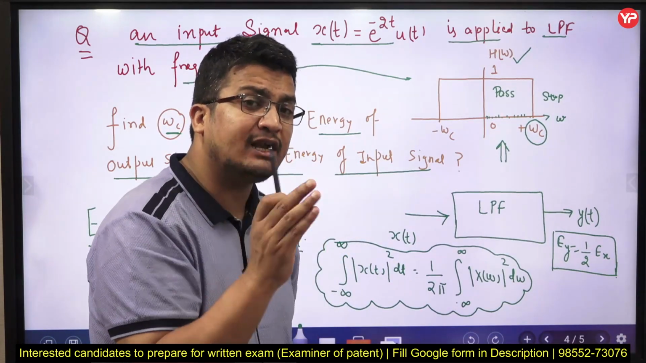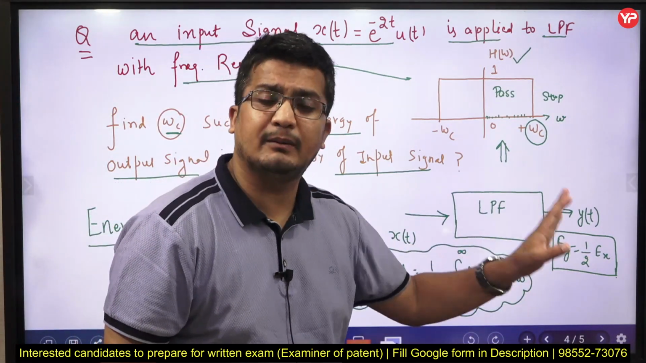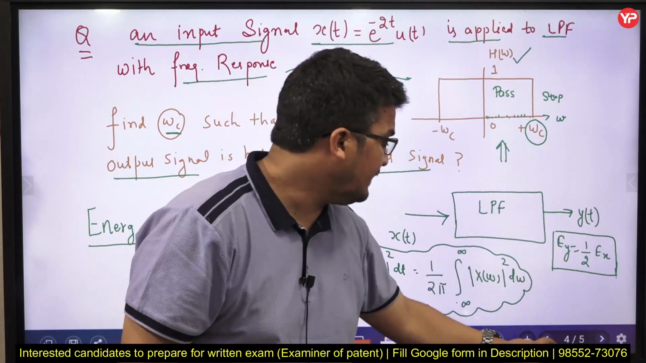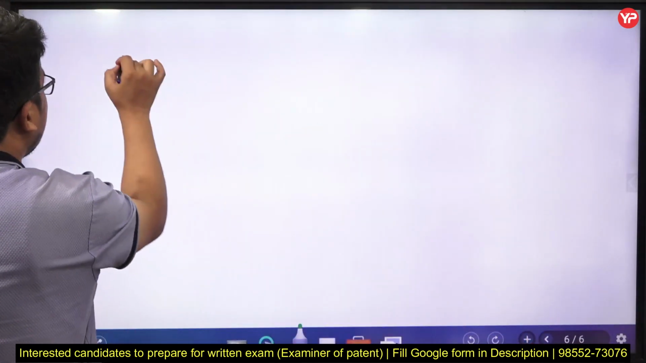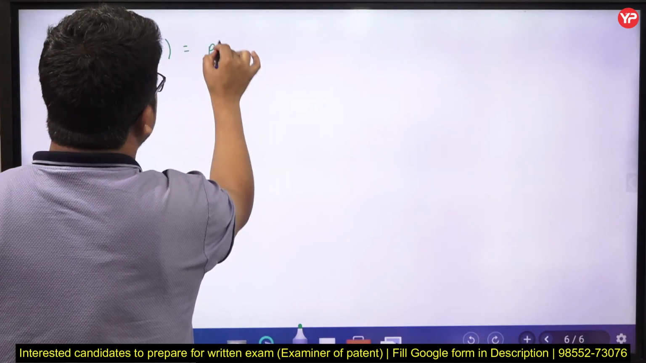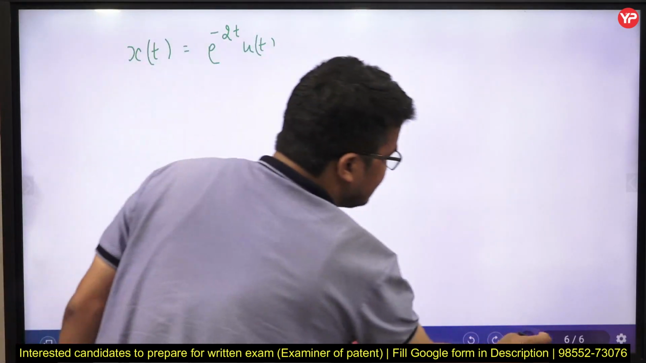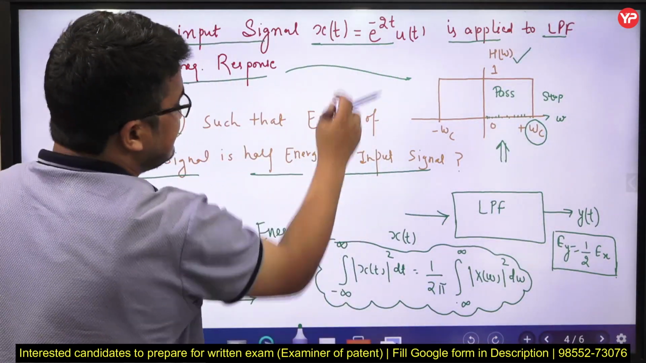Omega c will be a number which will make sure that up to omega c, if I transfer the frequencies, then the energy will be half of the input signal energy. So now if I go for the solution, can I say x of t was given equal to e raised to power minus 2t u(t), I guess, right? So I am sure about this. Yes, this is the value.